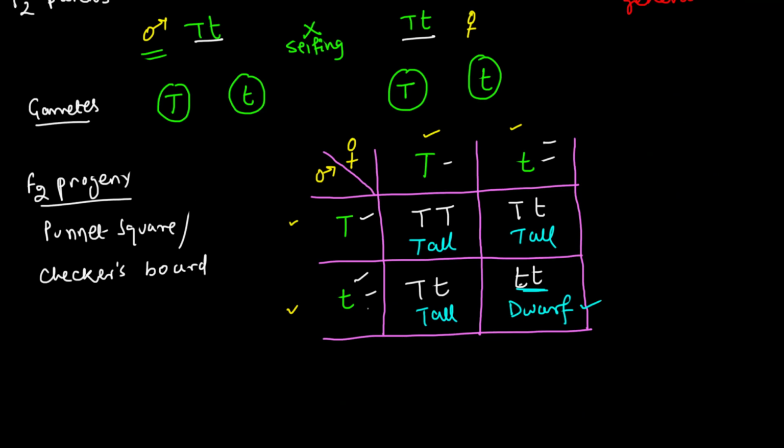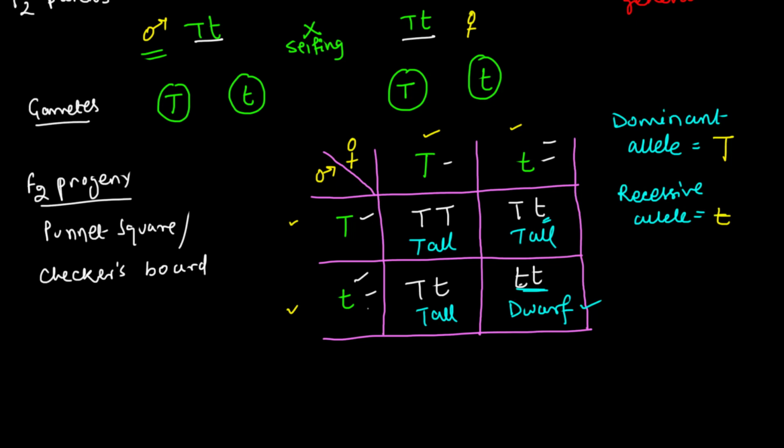So the trait that is being expressed even in a heterozygous condition over the alternate allele, that allele is going to be called the dominant allele. And what is the dominant allele for us? The dominant allele is going to be capital T. And the second one is going to be the recessive allele. The alternate allele, or the allele that is not able to express itself in a heterozygous condition, is going to be called the recessive allele, and in this case it is going to be the small t.